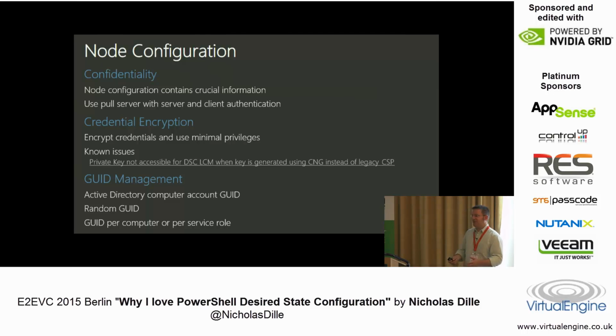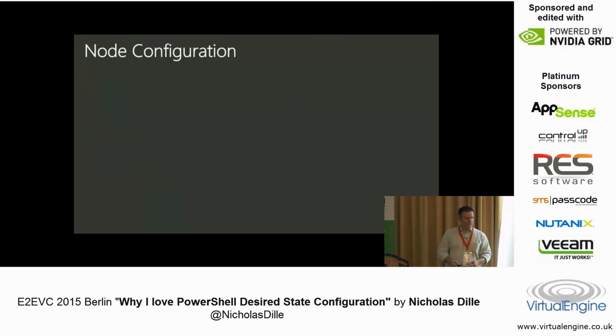Okay, you also have to decide whether you use a GUID per computer, per node, or a GUID per service. So for DSC, it doesn't matter if a GUID is used several times because the pull server doesn't care who pulls the configuration. You just have to make sure that a node pulls the correct configuration and results in the correct kind of service. Okay.